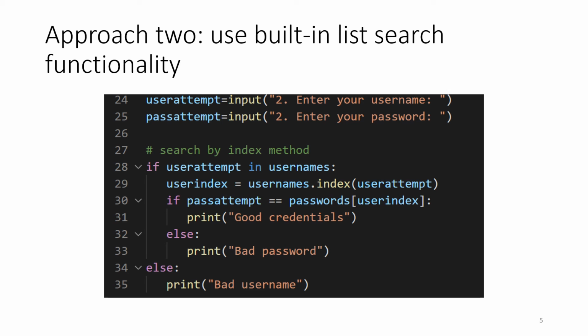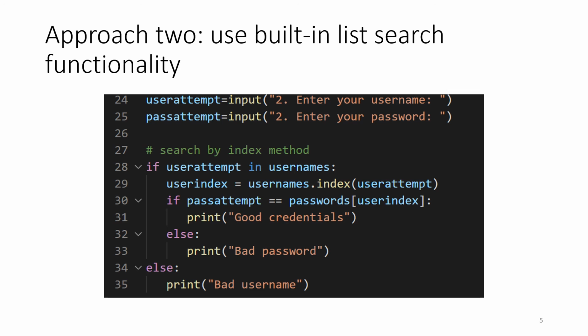And so we use the built-in index functionality. So we have usernames.index(user_attempt). That is a built-in search. We know the user attempt is in the set of usernames from 28. Now we're finding explicitly its position, its index. And now that we know its index, then in 30 we are ready to check the password.